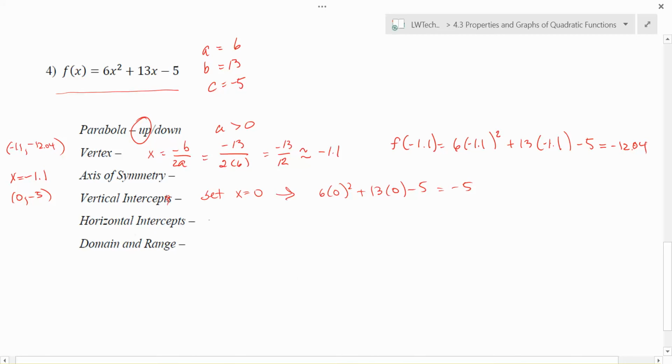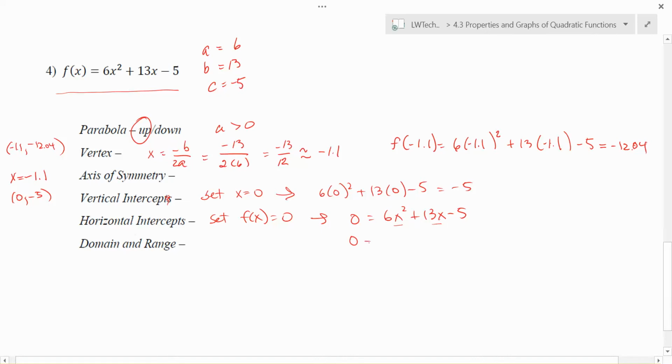The last piece that I need to find is my horizontal intercepts. In order to do that, what I want to do is set y, or my output, equal to 0 and see what happens. Here I get 0 equals 6x squared plus 13x minus 5. And because of the x squared and the x, I can't solve using traditional methods because I can't get those terms together. So I need one side equal to 0 and then either factor or use the quadratic formula.